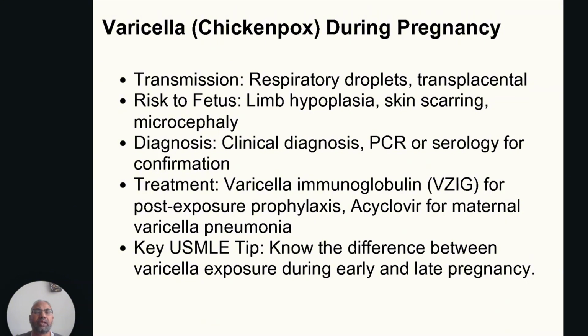And then diagnosis: the clinical diagnosis is done firstly based on the features of chickenpox, and then PCR or serology is also done for confirmation. Then treatment, what is the treatment for this? We have varicella immunoglobulin, which is called VZIG, for post-exposure prophylaxis. So we give this to the mother to prevent the infection from being spread to the baby. And this is an immunoglobulin which we give before the birth of the baby. And then acyclovir for maternal varicella pneumonia.